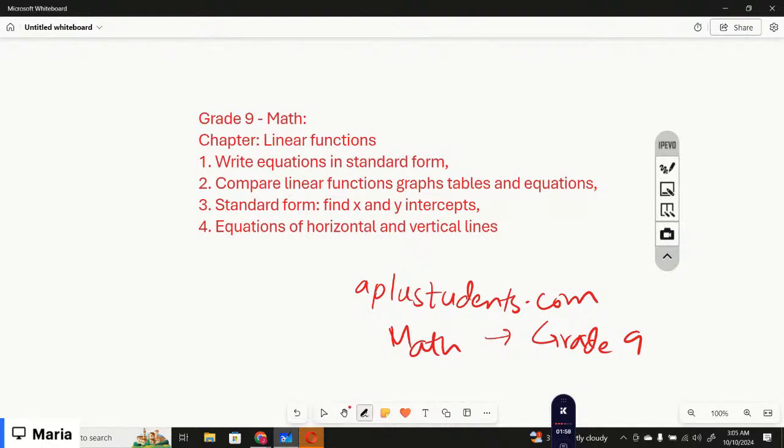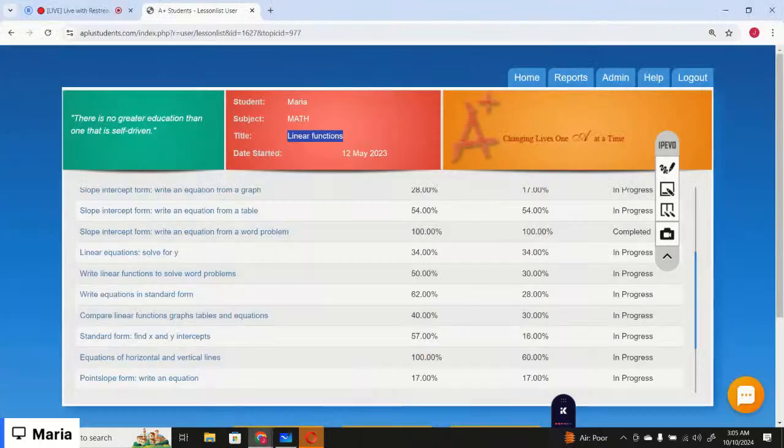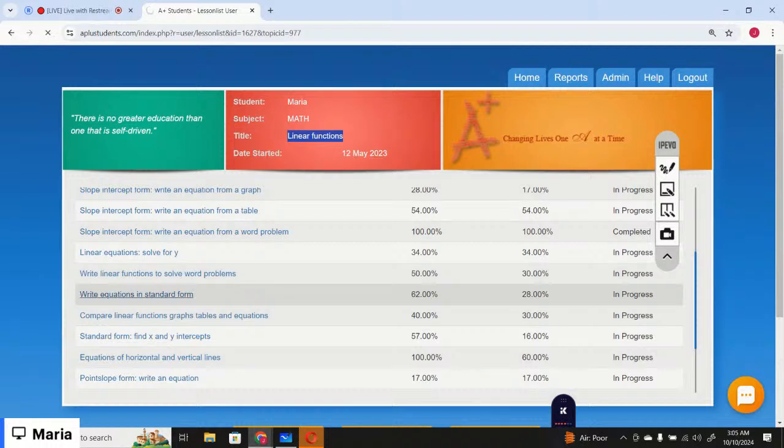We're going to start with the chapter linear functions. The lessons we're going to cover today are write equations in standard form, compare linear functions: graphs, tables, and equations, standard form, find x and y intercepts, equations of horizontal and vertical lines. So please make sure you have your notebook and pencil so that you can note down the important examples and definitions as well, right? So here I am on the chapter linear functions, grade 9 math it is. Let's just start with the lesson that is write equations in standard form.